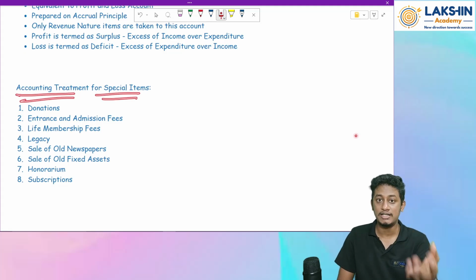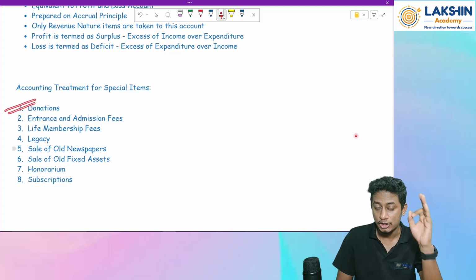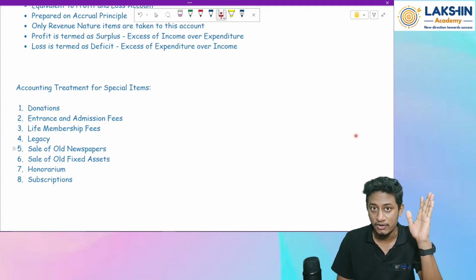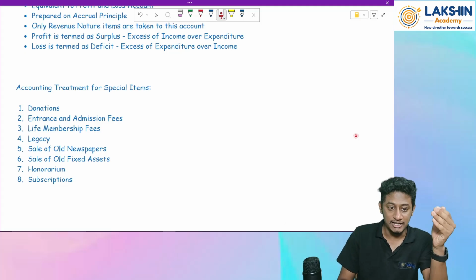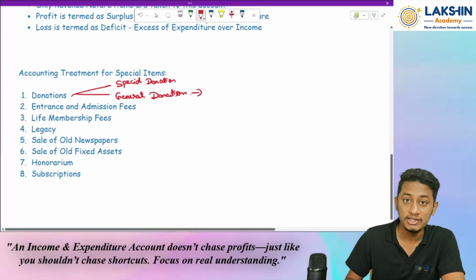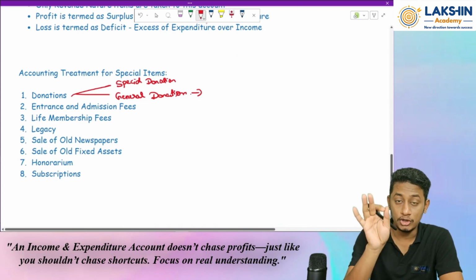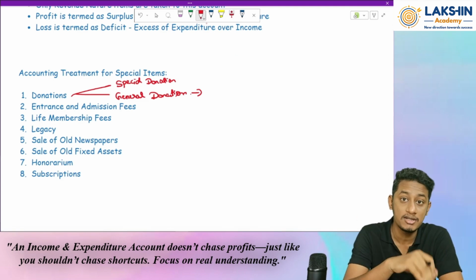So we have some incomes and expenses and how to treat them. First of all, we have donation. Donation will be the major source of income for the NPO. Clear? So this has some types, that is, general donations. What do I mean by general donation? For a NPO, donations become the major source of income.